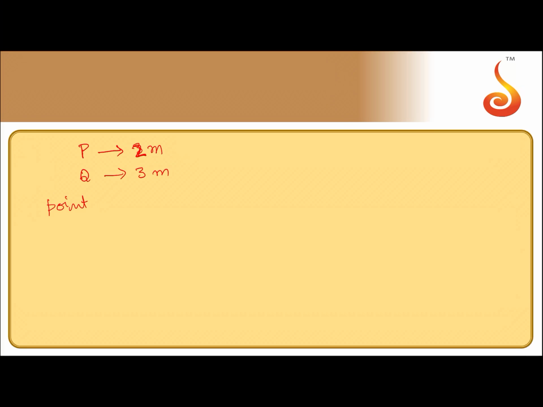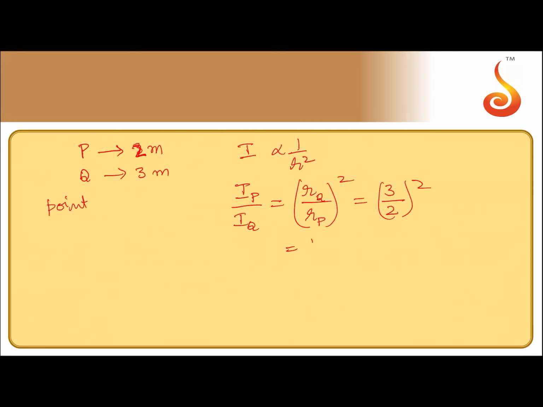See, they have given it is a point source. So since it is a point source and a three-dimensional wave, intensity of a wave is inversely proportional to square of the distance. So intensity at P divided by intensity at Q should be equal to distance of Q divided by distance of P from the point source whole square. So this is called inverse square law. So Q is at distance 3 meter, P is at distance 2 meter, whole square. So that will be 9:4. So intensity ratio is 9:4, that is option C.